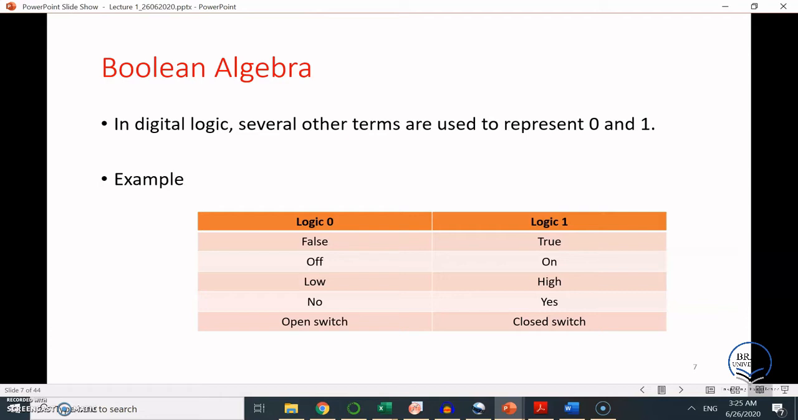In digital logic, several other terms are used to represent 0 and 1. Examples of these are, for logic 0, you can write it as false, off, low, no, or open switch. For logic 1, you can write it as true, on, high, yes, or closed switch.